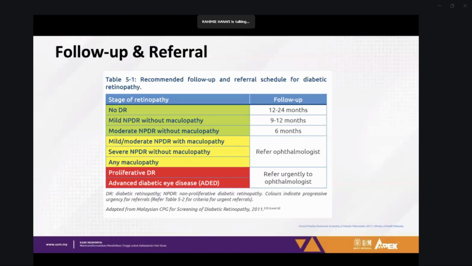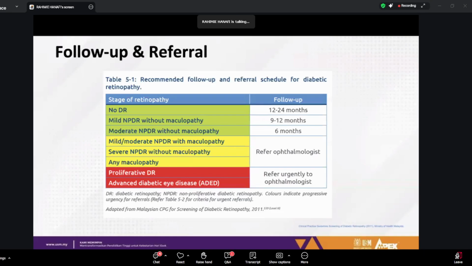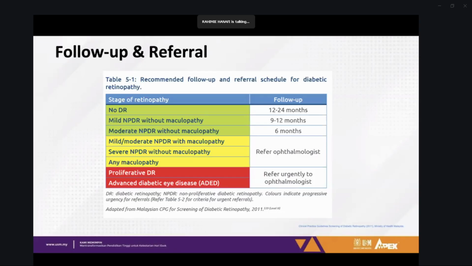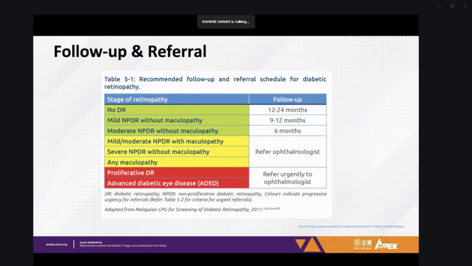If a patient has no diabetic retinopathy, we can follow up in 1 to 2 years. And then, if a patient has mild NPDR without maculopathy, up to 12 months; moderate NPDR without maculopathy, up to 6 months. Patients with maculopathy at any stage of NPDR must be referred to ophthalmology. And patients with PDR and ADED must be referred urgently to the ophthalmologist for timely intervention.